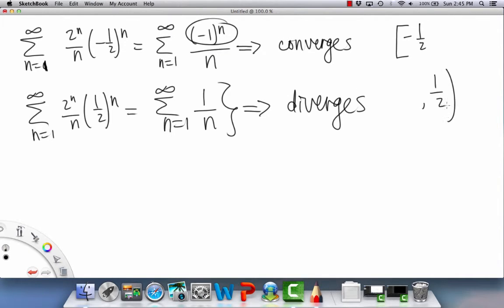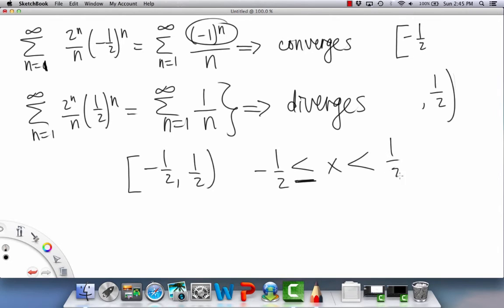So we're going to keep a round bracket here. Our interval is going to look like negative 1/2 to 1/2, including the negative 1/2. Another way to write this is negative 1/2 less than or equal to x, less than 1/2. The square bracket corresponds to an 'or equal to', this line under here. Yeah, so that's it for that problem. This is our interval of convergence.